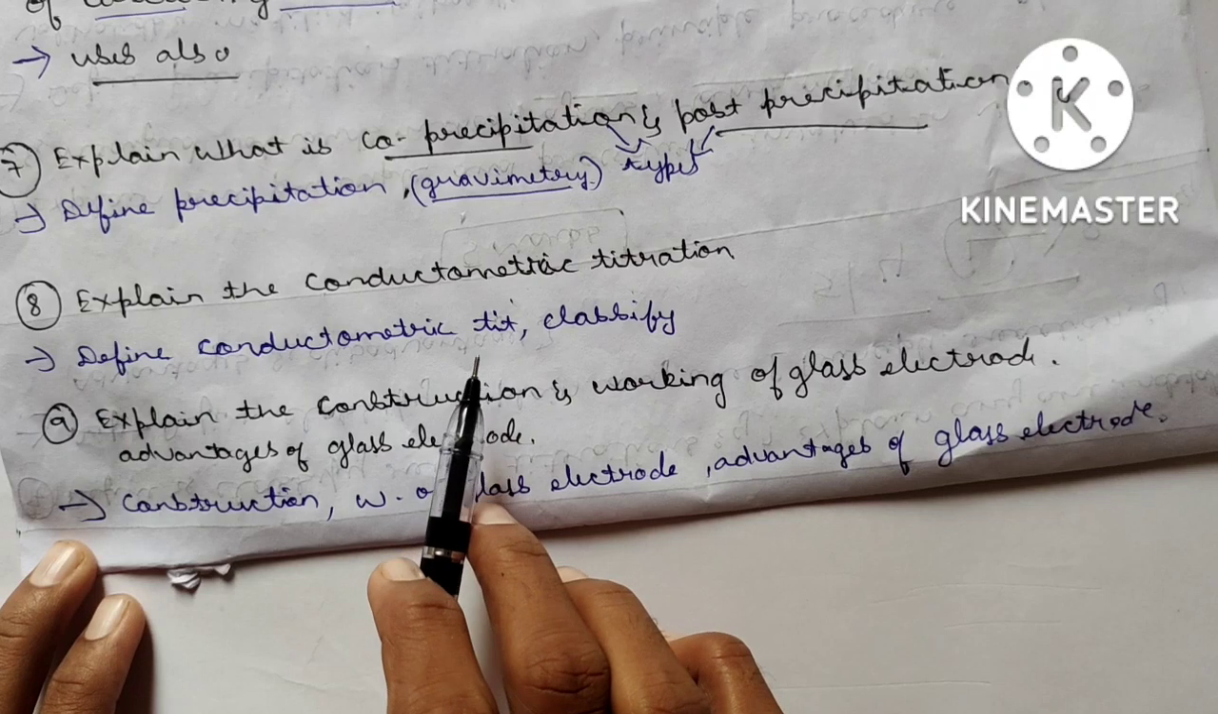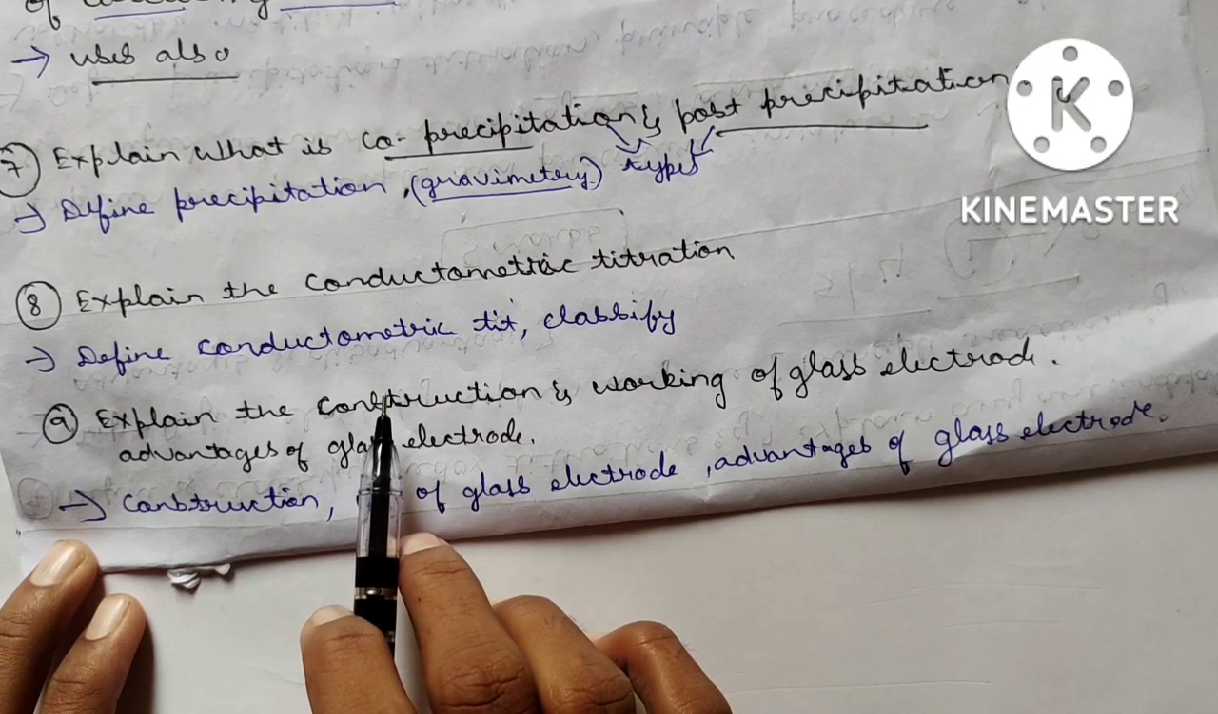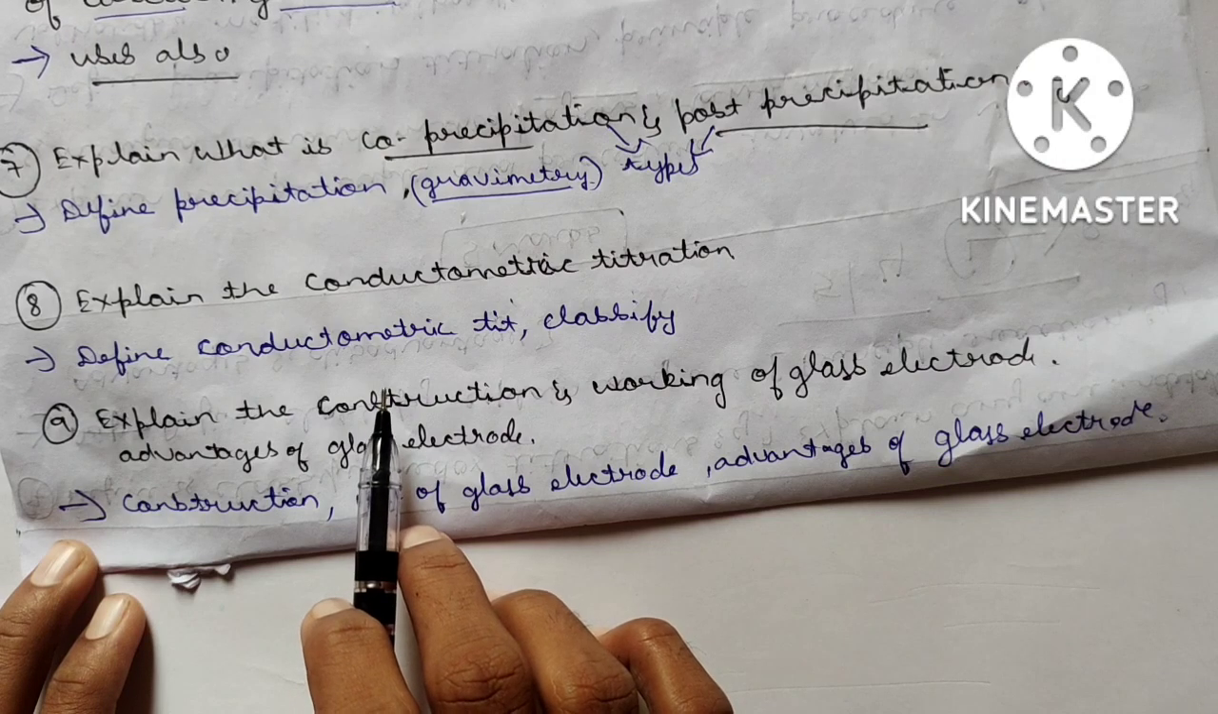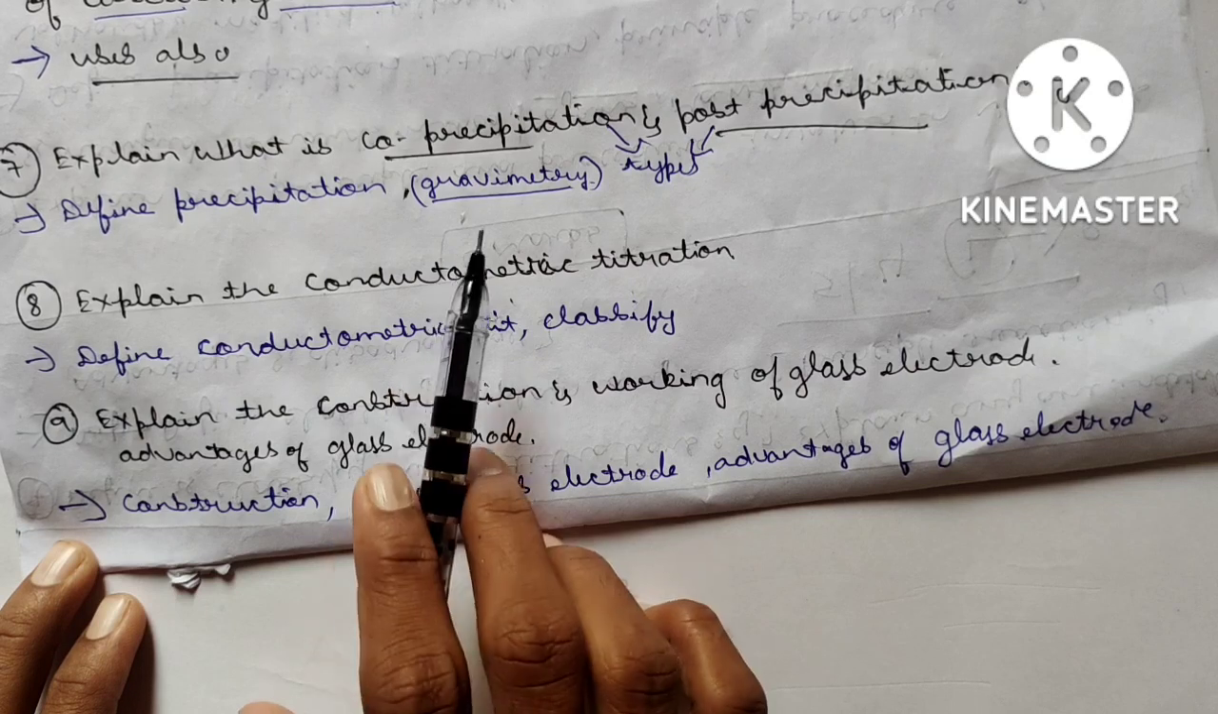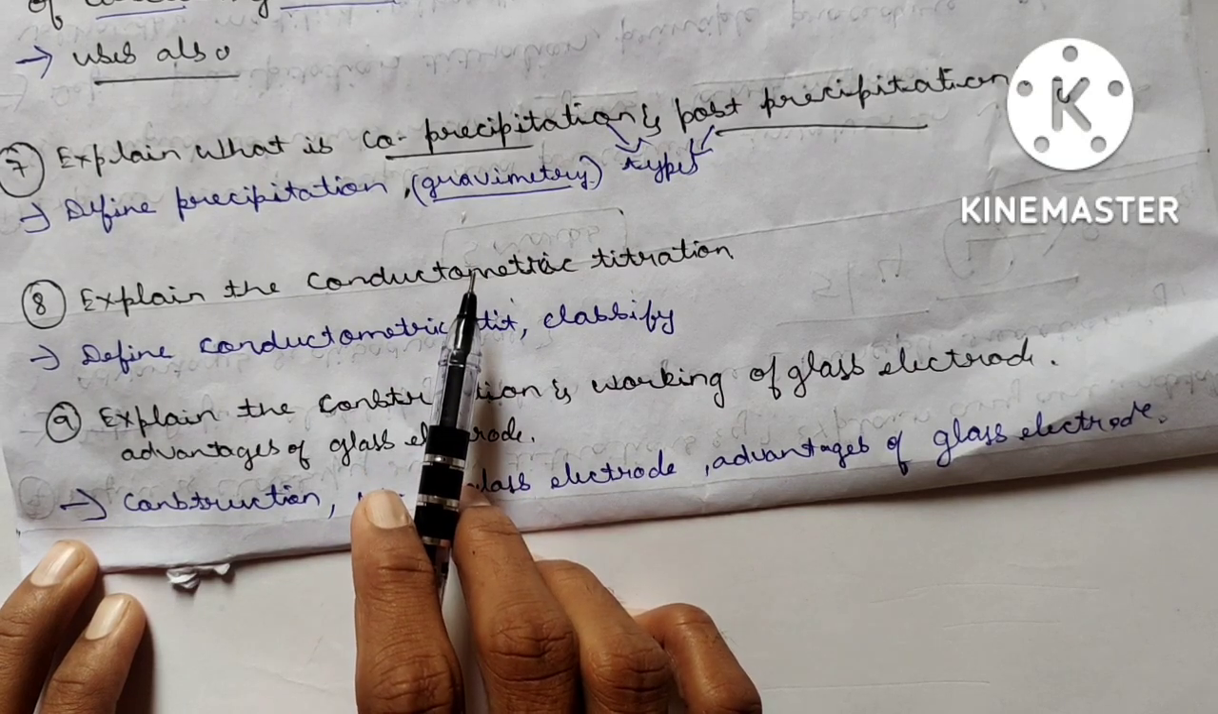Then with a graph, you have to write it down. And also, you remember one thing: conductometric titration, conductometry, polarimetry. These all, with definition and applications, advantages, disadvantages, you remember that all. Maybe sometimes they will ask that one.